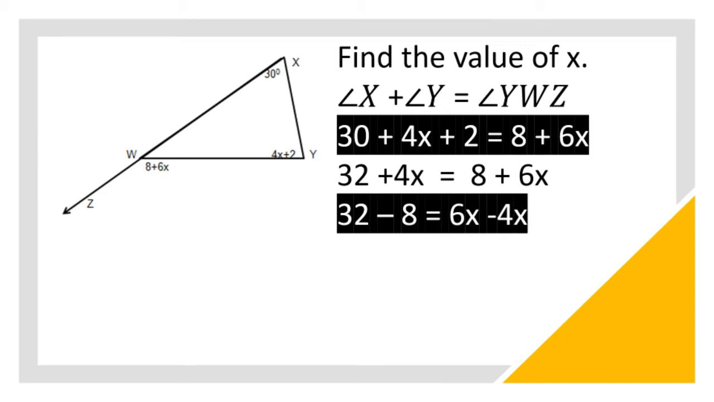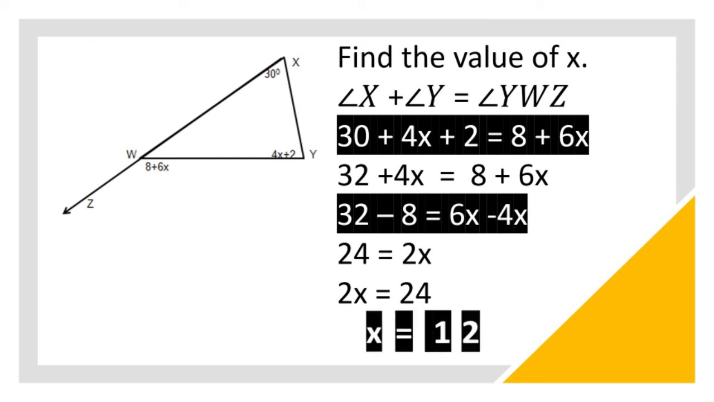By addition property of equality, we have 32 minus 8 is equal to 6x minus 4x. Combine like terms. 24 is equal to 2x. Divide by 2. X is equal to 12.